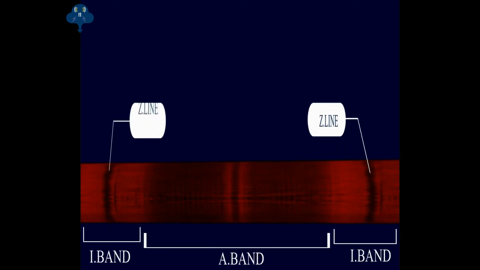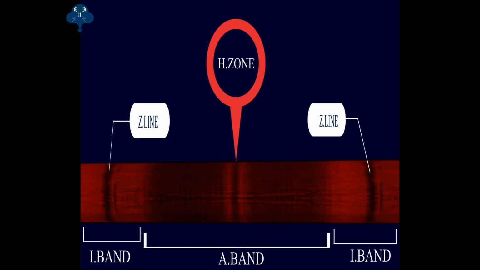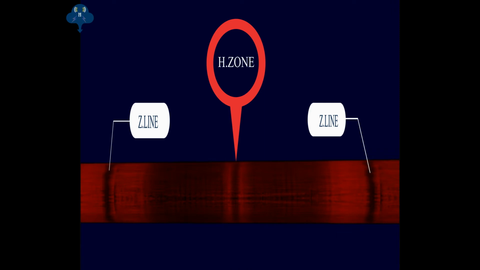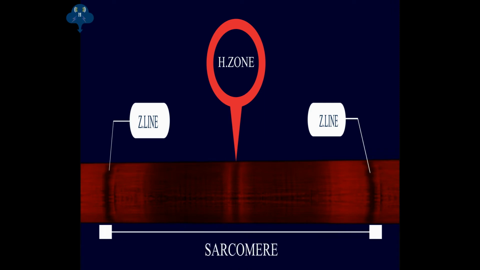The Z-lines are present in the light band which is called the I band. At the center there is a dark band called the A band. This dark area is bisected with a semi-lighted zone called the H zone. The distance between two Z-lines is called the sarcomere.